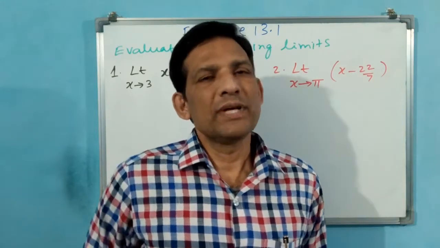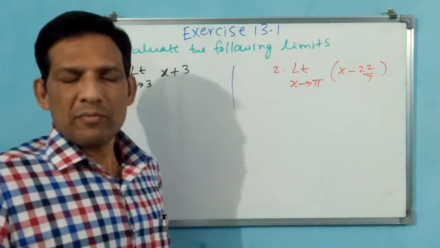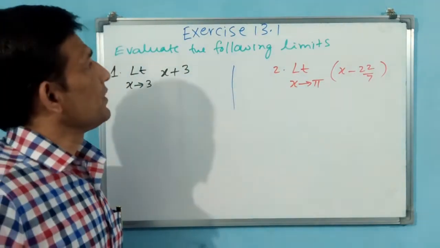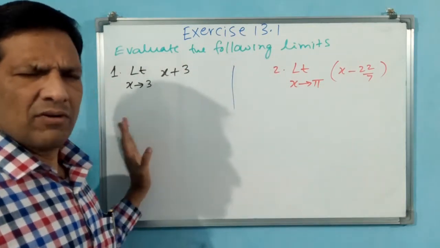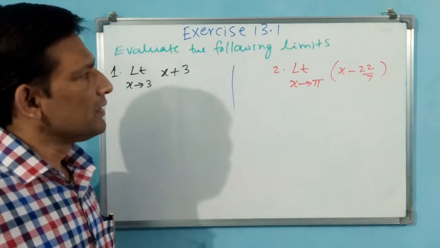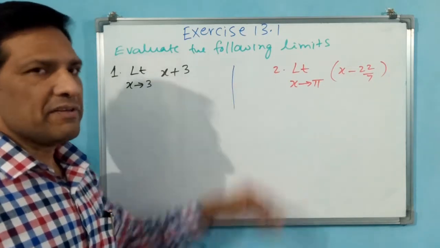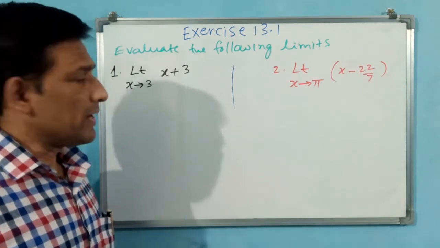Okay, let us do exercise 13.1 one by one. At least 15 problems we will do in this class. See exercise 13.1, evaluate the following limits. I think in this exercise we have to find only limits. Let us see, if the heading changes then I will change the heading. Until then, all limits only we have to find.